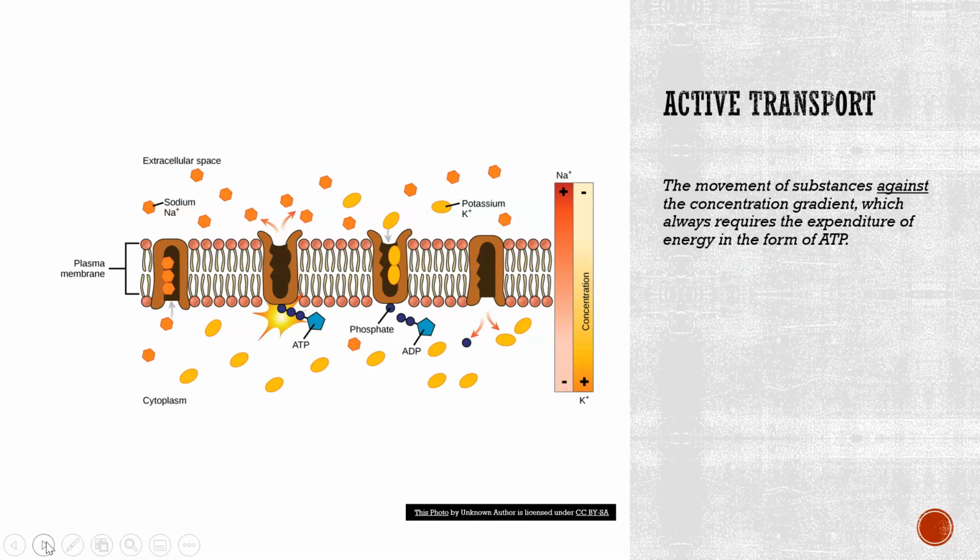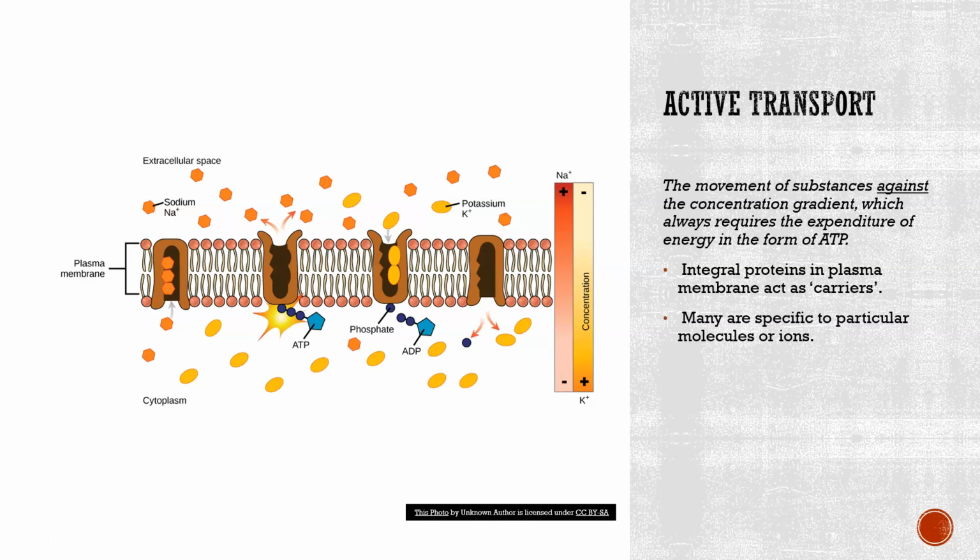So they require energy from ATP, and you'll see that in the diagram here. We're using a phosphate from our ATP, and then our ATP becomes ADP. These are integral proteins in our plasma membrane, and they act as carriers. Many are specific to particular molecules or ions. They have enzyme receptors to make sure they're taking the right molecules across.